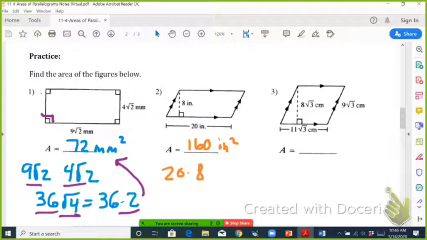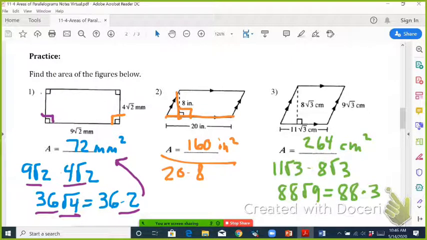Okay, in this next one, the base is given to be 20 and the height is given to be 8. The base and the height always have to form a right angle. Same thing happened in number 1. Anytime you're doing area and you're multiplying a height times a base, they have to be perpendicular to each other. So you get 20 times 8 is 160, so your answer is 160 square inches, or squinches.